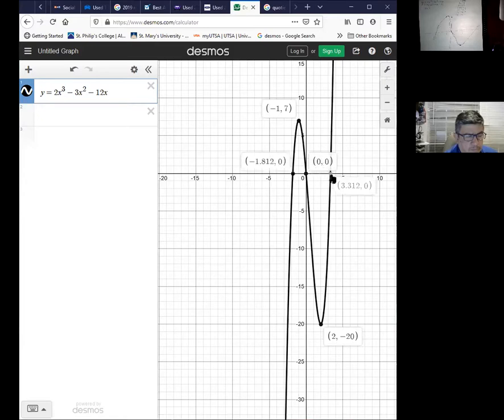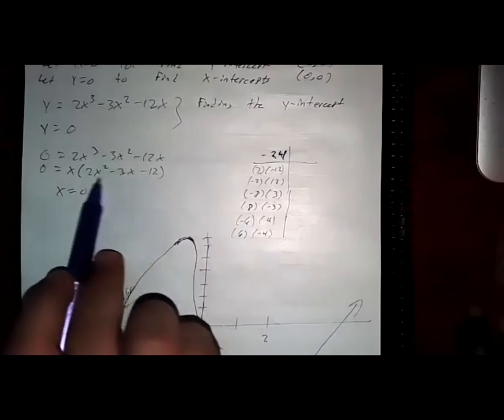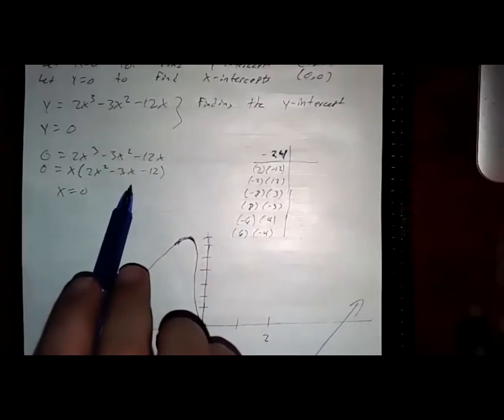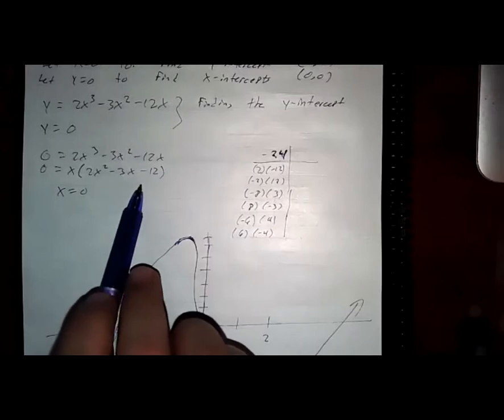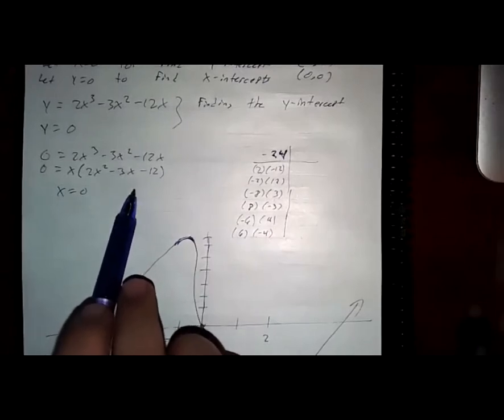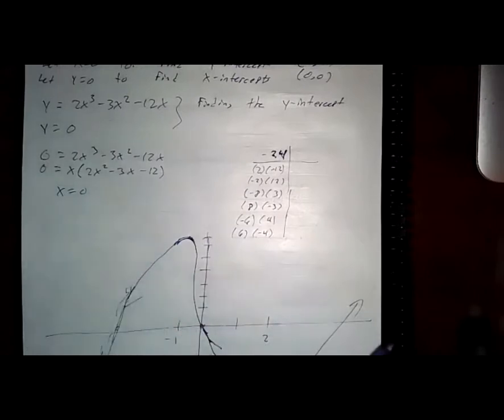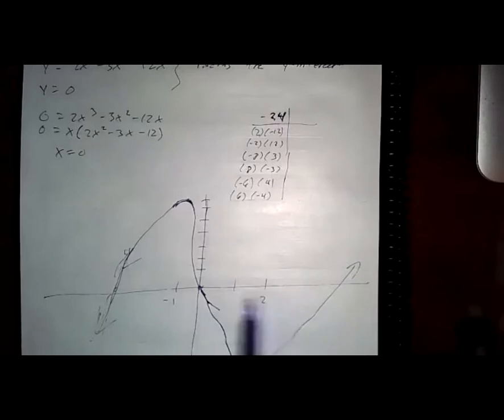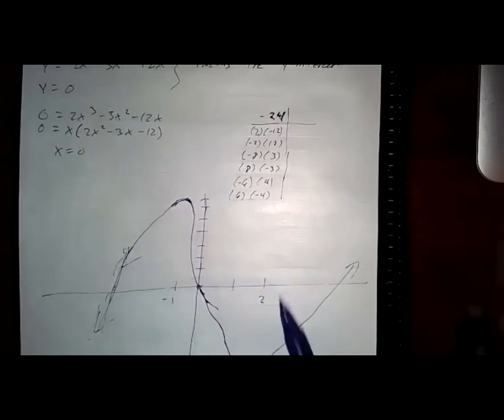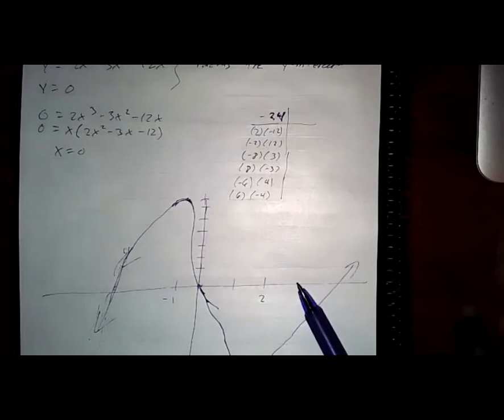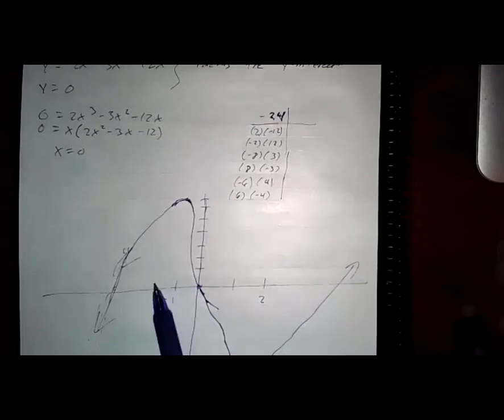It looks like there are 2 x-intercepts, which would come from solving this. If you do the quadratic formula on this, which would not be fun, you're going to get 1.812 and 3.312. So it would be more exact. You see how I just guessed where it came down and where it came up? This would be determined by those intercepts. So it'd be more over here, and this would be more over there.